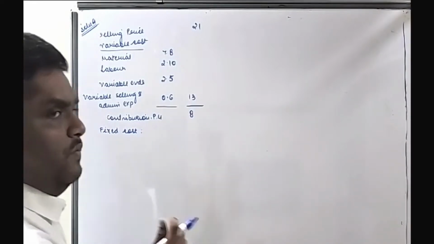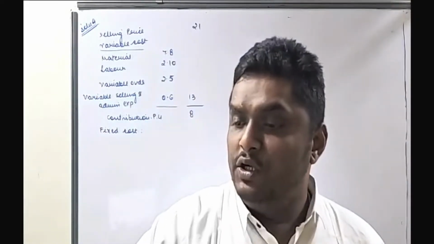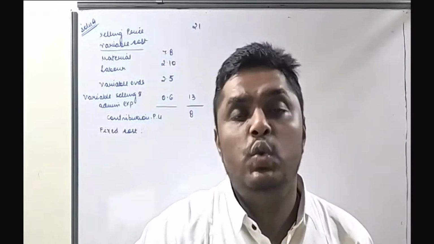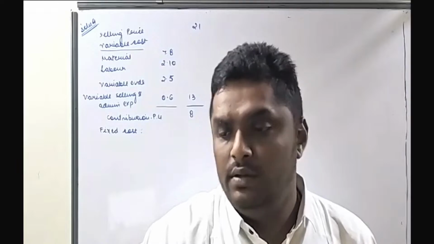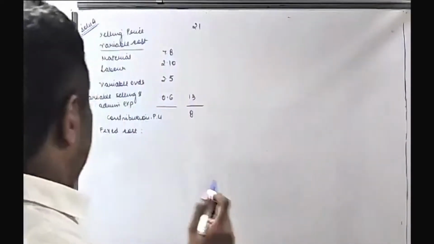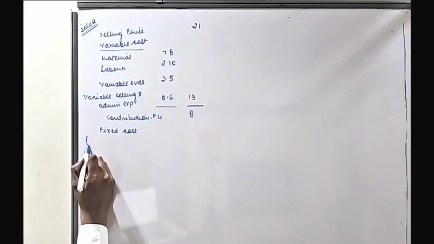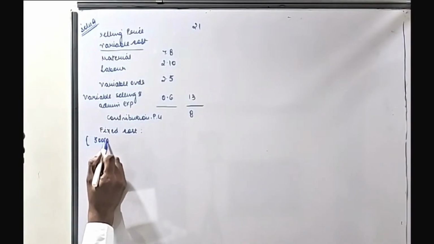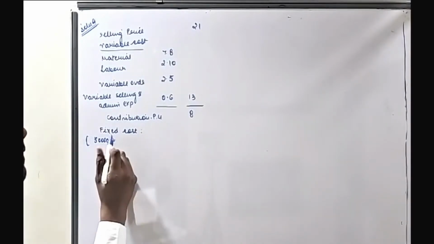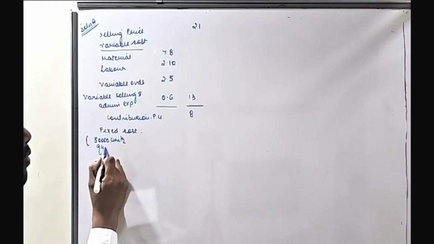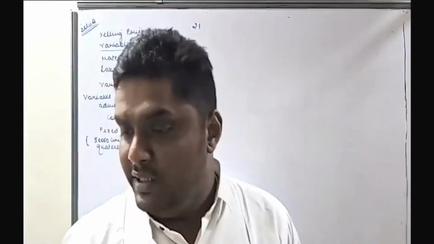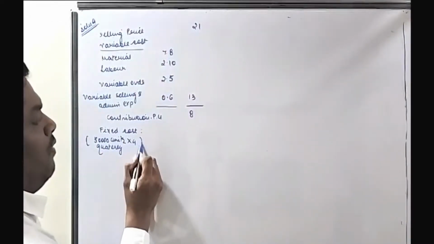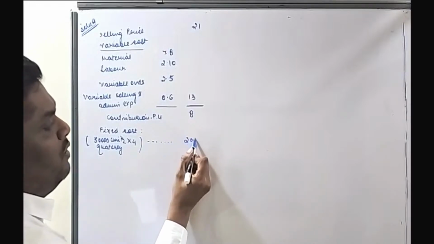Now my fixed cost also we will calculate. See, herein it is given that the company manufactures 2 lakh units per annum. So per quarter it will be how much? 50,000. So fixed cost per unit is 4. So my fixed cost will be how much?